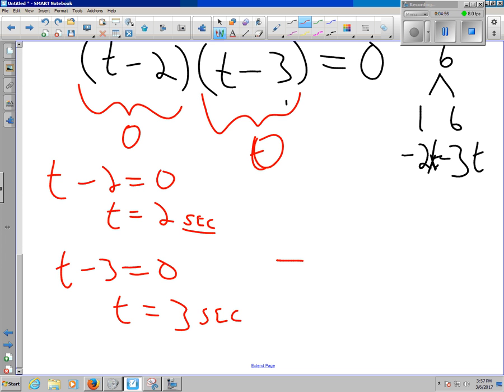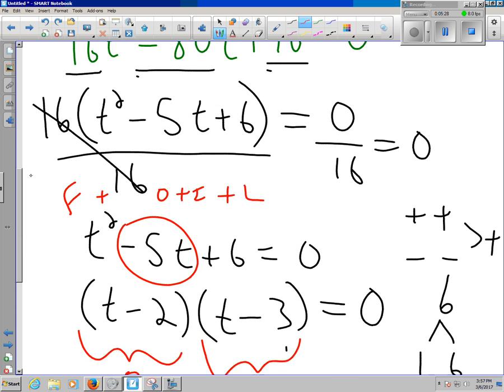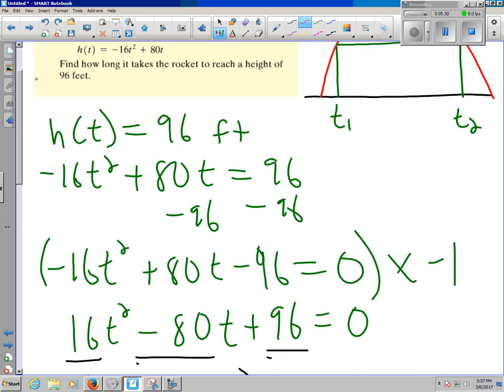So what we claim is this thing starts at time equals 0 on the ground, is launched up, and at 2 seconds, and at 3 seconds, maybe this isn't quite to scale, it's at a height of 96 feet. And of course, you can check that by plugging it in. But I'll save that for you.